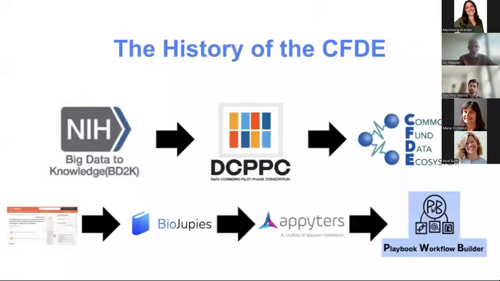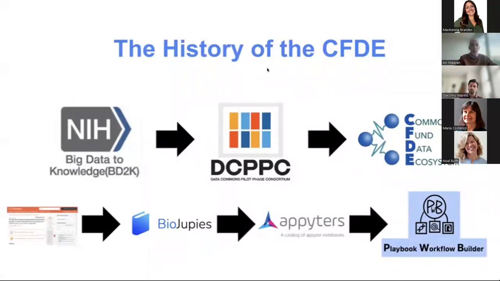So now I'm going to switch gears a little bit, and I'm going to talk about the CFDE. And the history of CFDE, like I mentioned before, started with BD2K, and then there was this program called the Data Commons Pilot Phase Consortium, DCPPC, and then the CFDE came after that. And throughout that time, we were thinking a lot about finding solutions to data management, data analysis, and how to do those bioinformatics analyses in a better way.